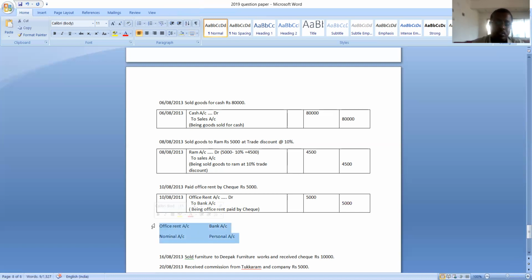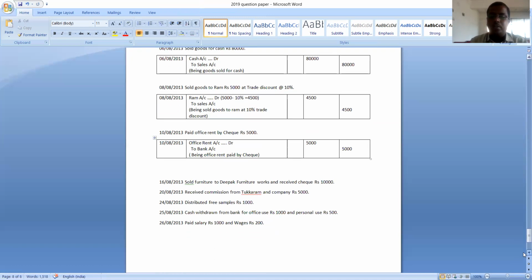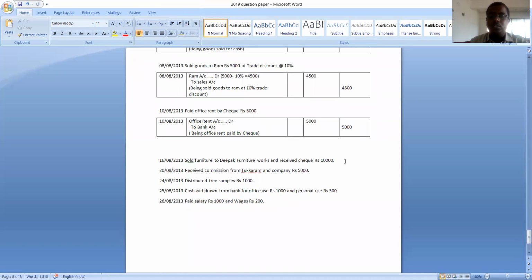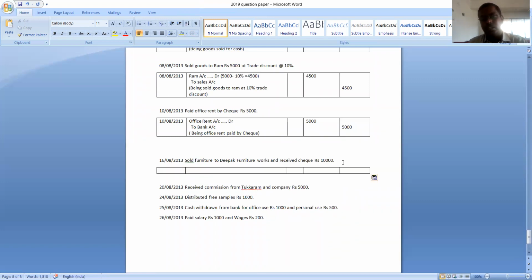Here, while passing journal entries, if you are able to analyze the transaction, that is enough, because the very important thing is we should find out the two accounts and see to it which category those two accounts belong to. Once you are able to do this, then you can apply the debit and credit rules and easily pass the journal entry. So we are moving towards the next transaction.